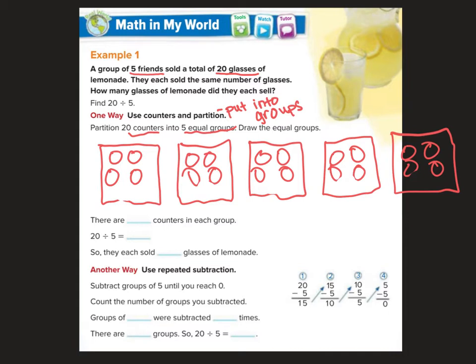That means they each sold 4 glasses of lemonade. So 20 divided by 5 is 4. Now, another way is we could use repeated subtraction. So I'd do 20 minus 5 is 15. Bring her up. 15 minus 5 is 10. Bring her up. 10 minus 5 is 5. Bring her up. 5 minus 5 is 0. So we subtract groups of 5 until we get to 0.